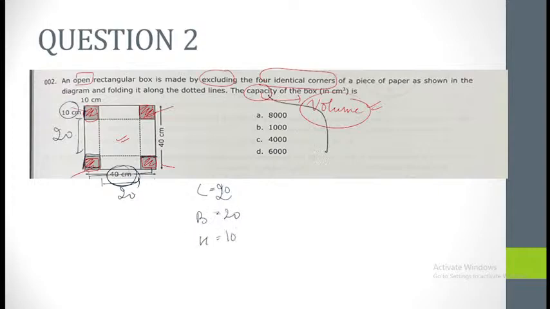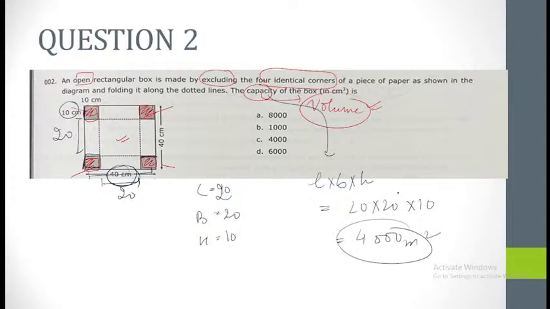So what is the capacity? The formula of capacity is length into breadth into height. Okay, so 20 into 20 into 10, when you calculate it, is equal to 4000 meter square, sorry, 4000 centimeter square, because it is asking in centimeter square. So answer is 4000 centimeter square.